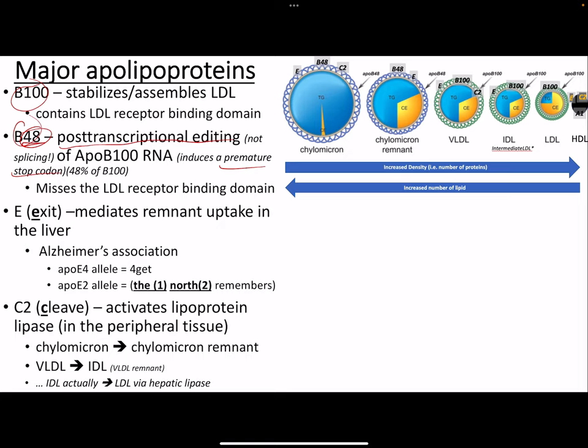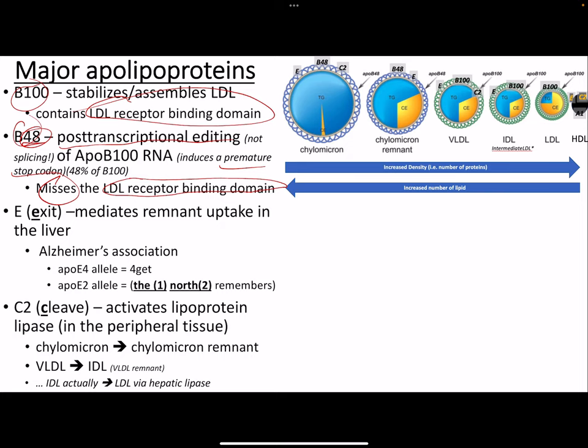What kind of information is there? What domains of the protein? The only thing we really need to know is that it has the LDL receptor binding domain. So the LDL receptor is on certain cells, and it grabs on to this domain of the ApoB100 and pulls it in. But it doesn't do that for the 48. Again, the 48 is missing that. So all I would know for the 100 is it has the LDL receptor ligand. The 48 does not. It is missing it.